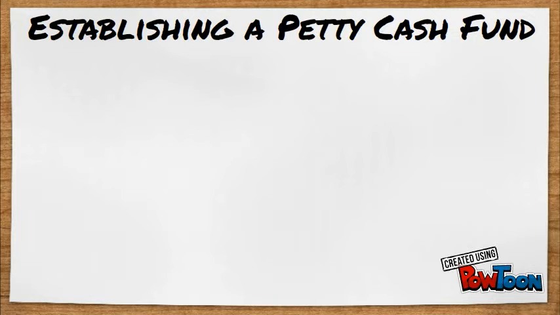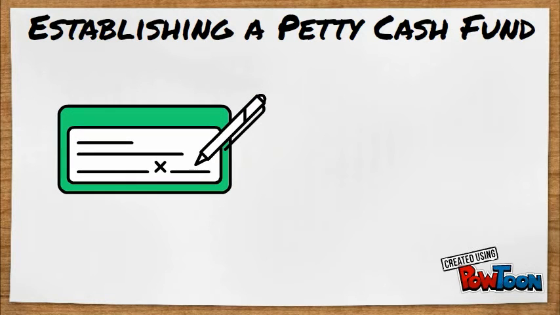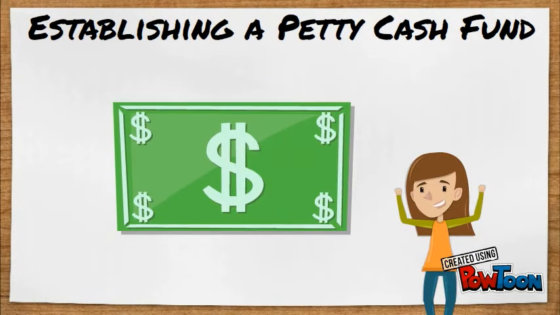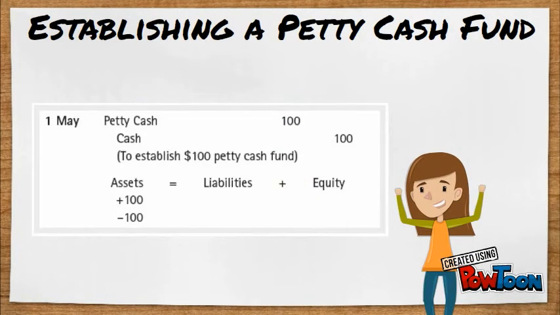Firstly, when a petty cash fund is established, it is done by writing a check for the amount of the fund and then cashing the check and placing the cash under the care of an employee. A journal entry must be made for this transaction. For example, a petty cash fund of $100 would be like this.